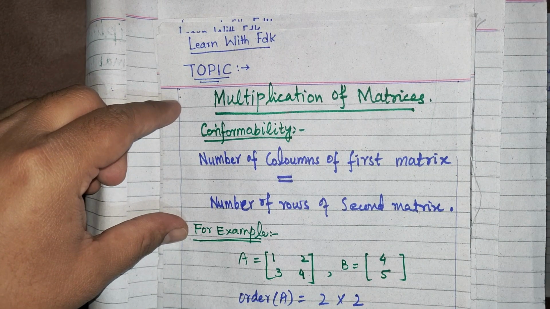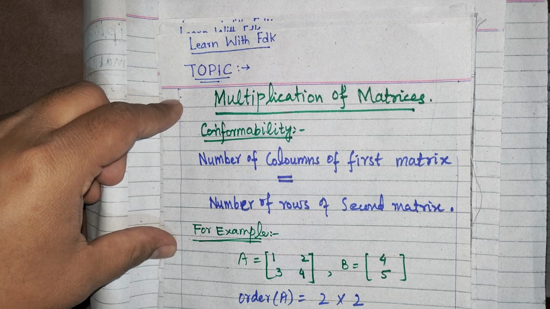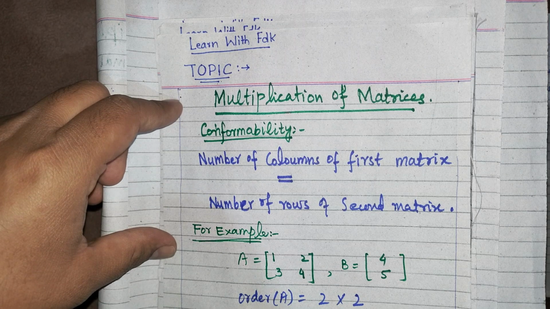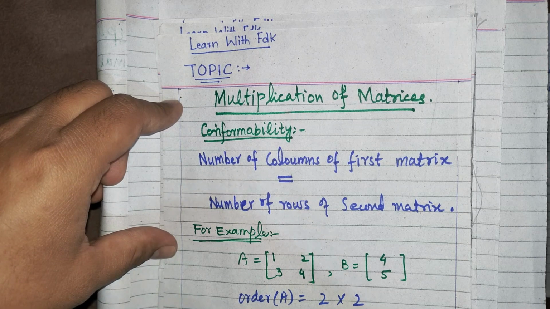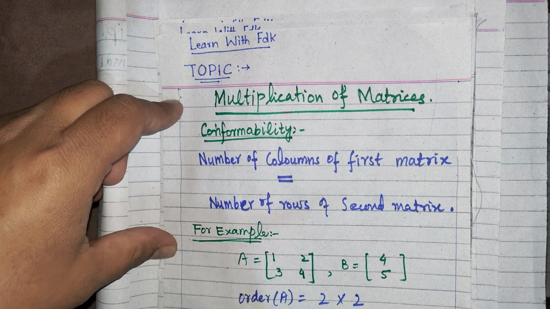So for multiplication of matrices, two things are important. The first one is the conformability: either the two matrices are conformable for multiplication or not. The second thing is the process. So we will look at the process later. First of all, check the conformability of the matrices, whether the matrices are conformable for multiplication or not.